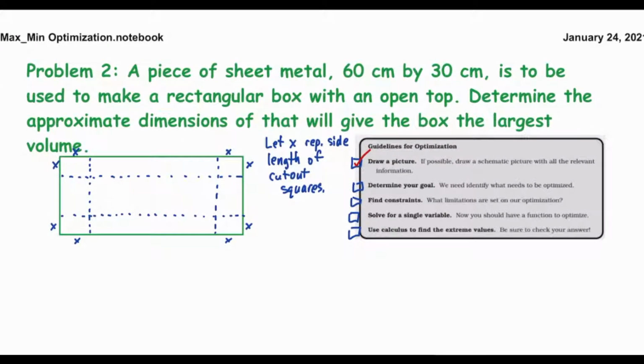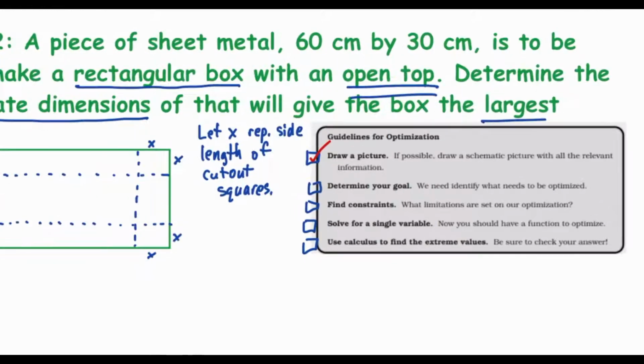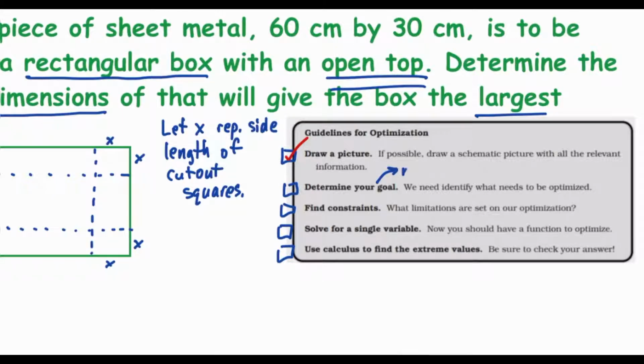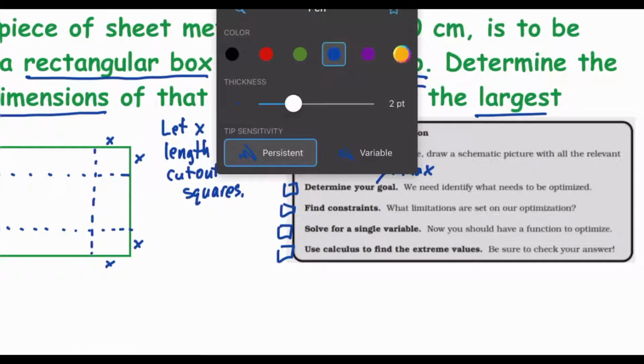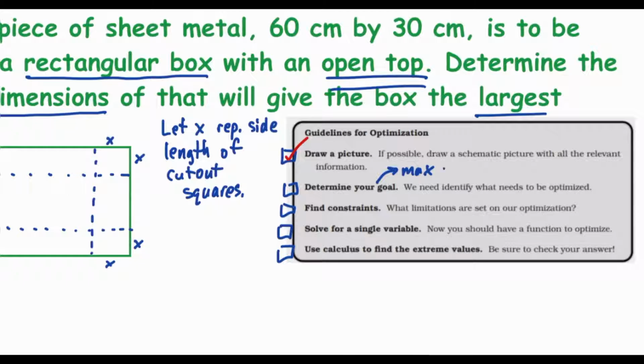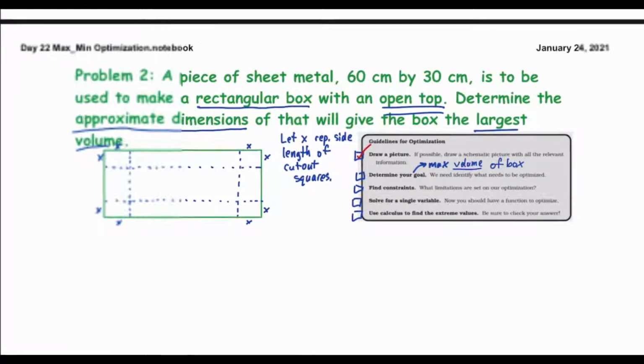Second step, determine our goal. What are we asked to do here? We're making a rectangular box with an open top. We want to determine approximate dimensions that will give the box with the largest volume. So I want to maximize the volume. Max volume of our box.